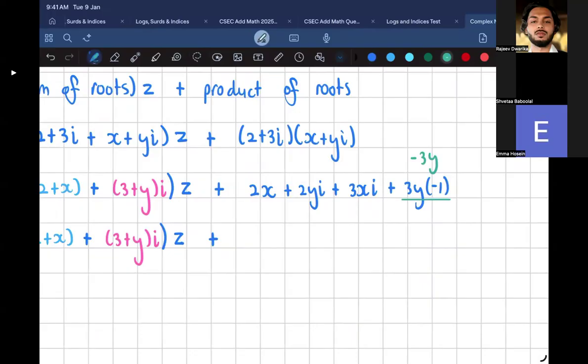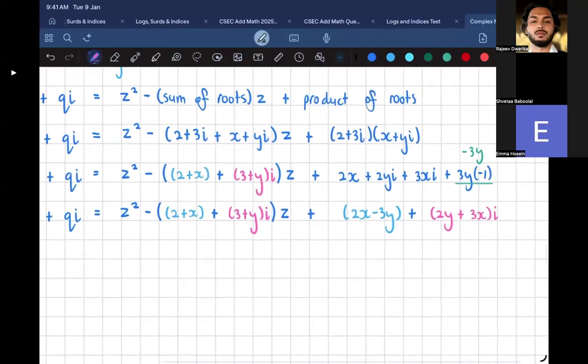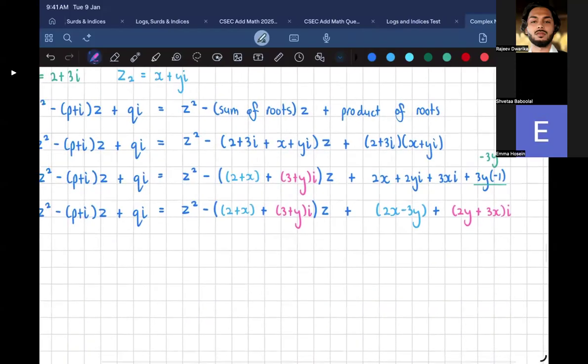So could you group together the real parts for me? 2x minus 3y, plus in brackets 2yi plus 3xi. So I'm going to write 2y plus 3x, times i. Did that confuse you, Emma? No. Is everybody with me?